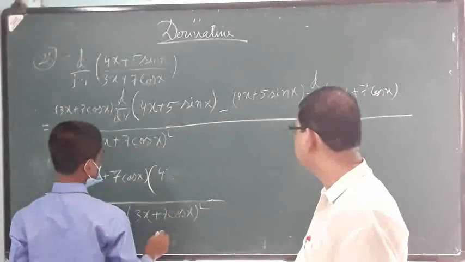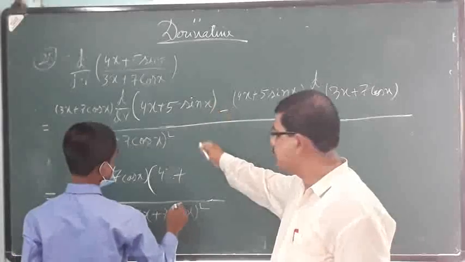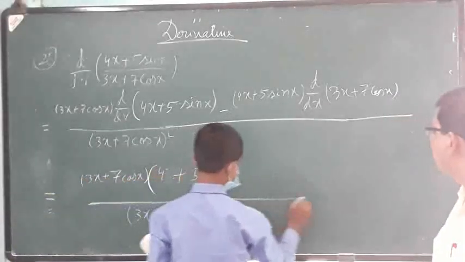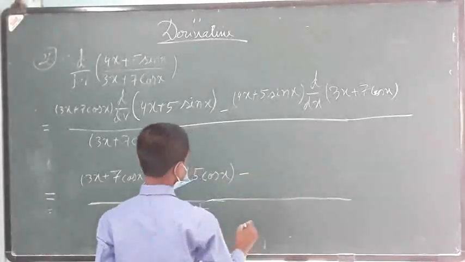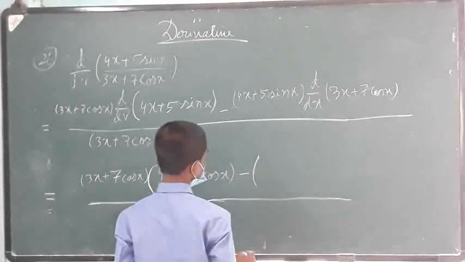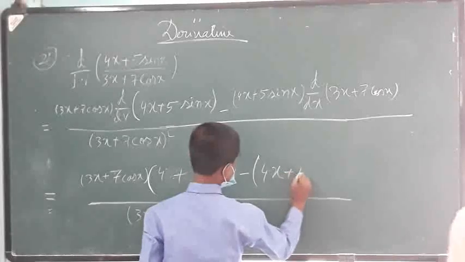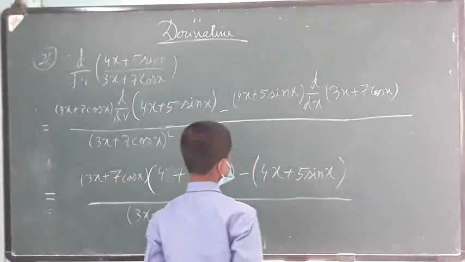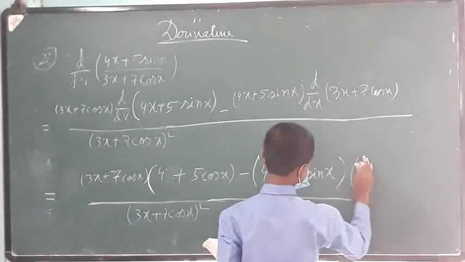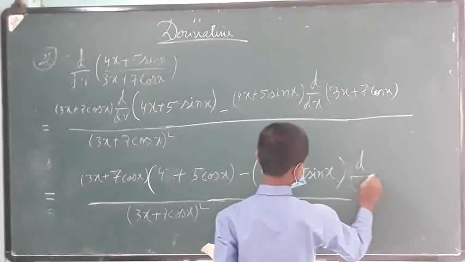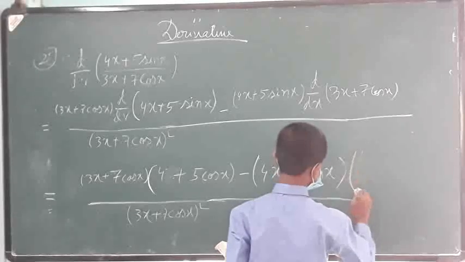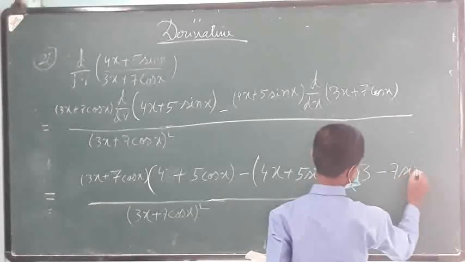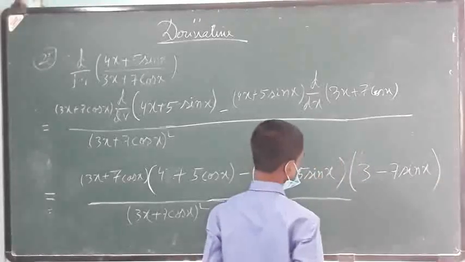Hold on. Last, 5 cos x. Get 5 cos x. Total value will be 4 minus x plus 5 sin x, and close this bracket. Then in another bracket you write the derivative of 3x, what is it? 3x dx, our bracket. Then in one bracket 3 minus 7 sin x. So we will not do this one. This simplification is only there.